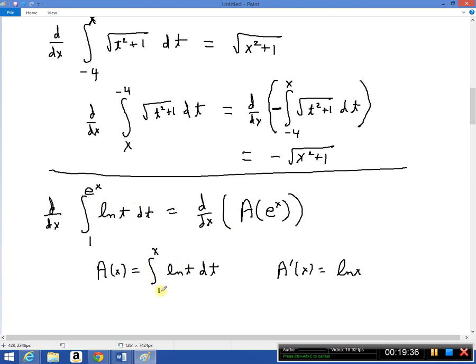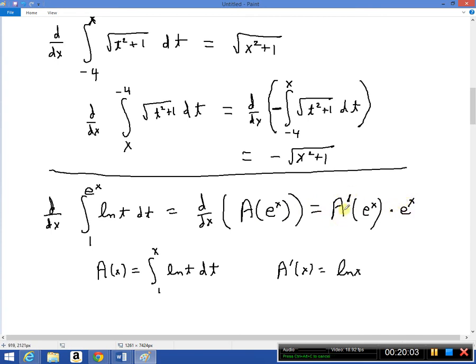It's the integral from 1 to e to the x. The rest of the stuff's the same. So really, it's the area function, but not at x, at e to the x. How do I take the derivative of A of e to the x? Well, the chain rule tells me how to do that. I take the derivative of the outer function, but instead of plugging in x, I plug in whatever's there, namely e to the x. And then the chain rule says you've got to multiply by the derivative of what's inside.